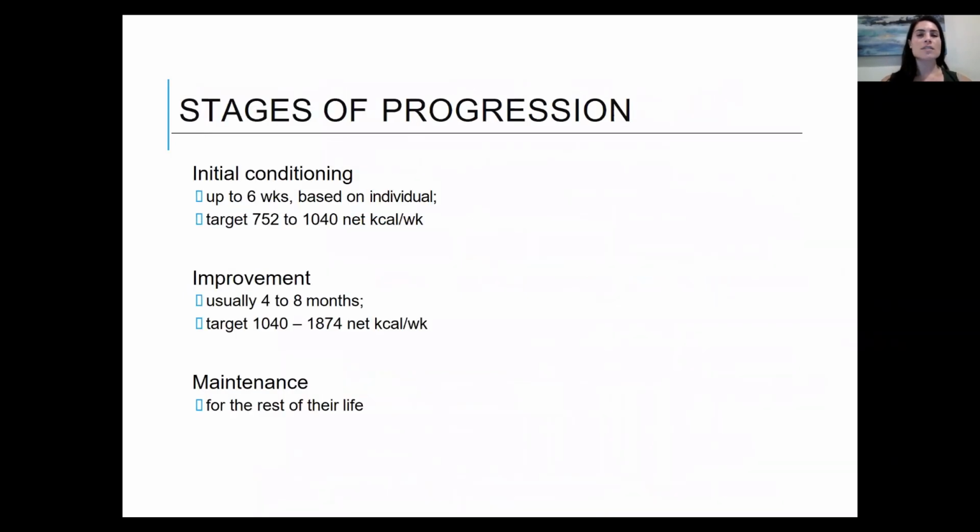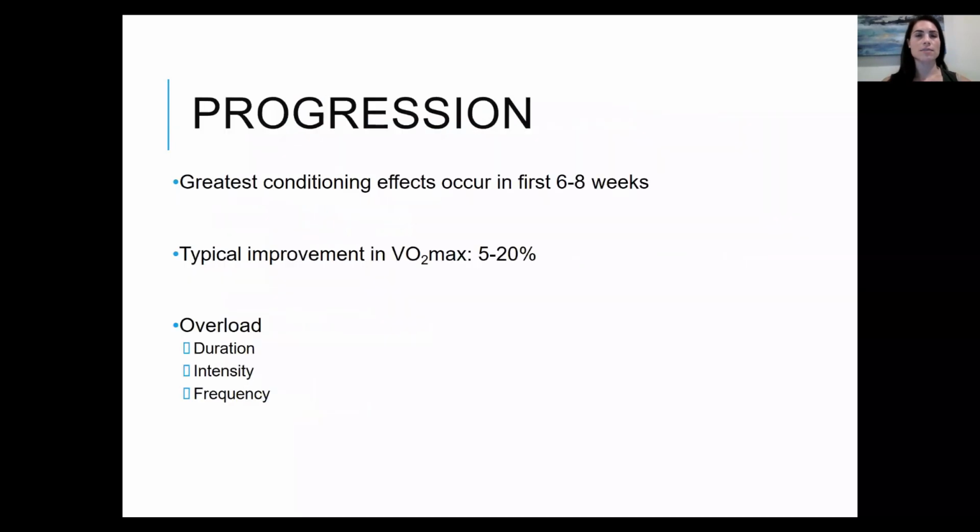This is just a reminder of stages of progression, right? And we discussed this in an earlier lecture: initial conditioning, usually those first 6 weeks. Then you see improvement in months 4 to 8. And then that maintenance stage is the latter part of a year. And you really want to have clients training for life there, right? Training for the rest of their life.